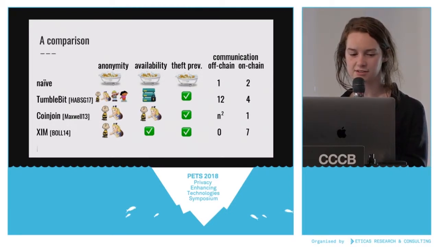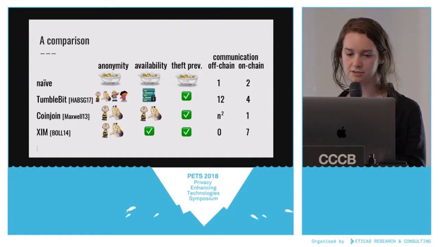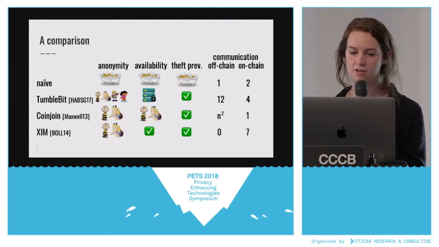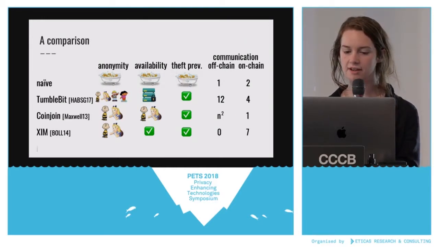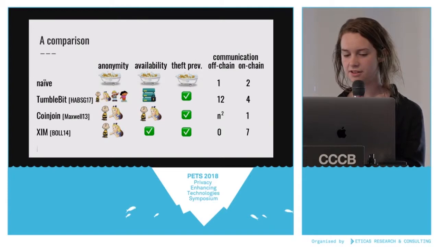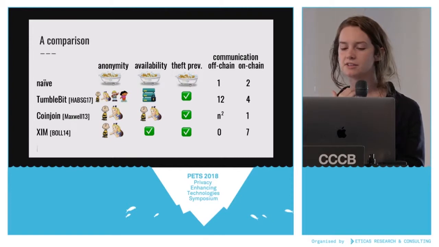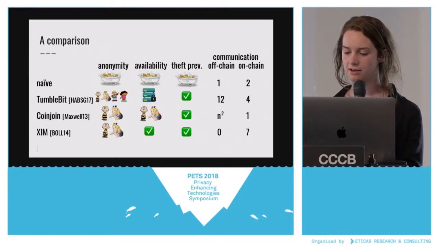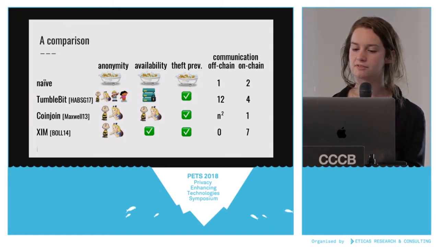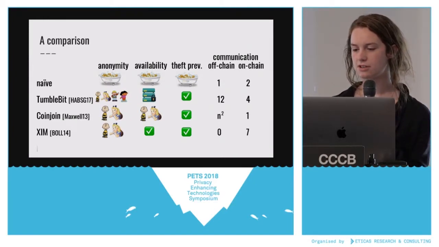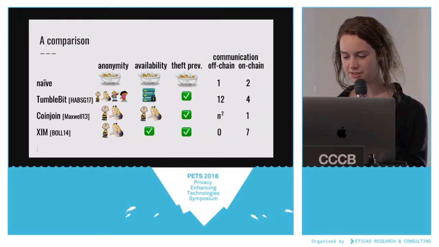Then the next decentralized solution is XIM, which was introduced in 2014. It, again, receives anonymity for the senders, but they learn their recipient addresses. Availability is great, and the design of this protocol was such that it would require no off-chain communication. And they do this by communicating only on the Bitcoin blockchain, and they use it almost as a bulletin board. But they pay for this in terms of on-chain communication. So there's like 7 transactions that need to be done, and they need to be quite spread out. And so this is like an 11-hour process in total.